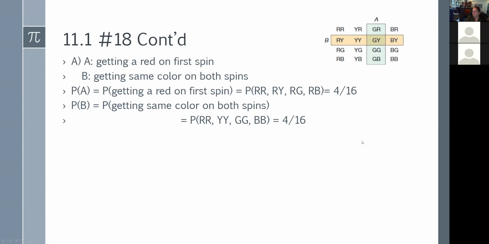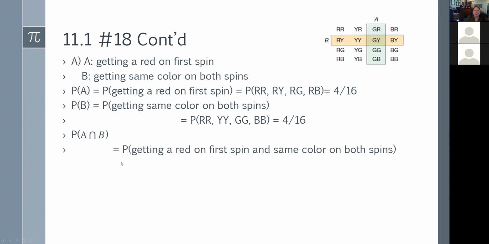And the probability for their intersection is the probability of getting a red on the first spin and the same color on both spins. So the only way that that can happen is if both spins give us a red. That has a probability of 1 out of 16.